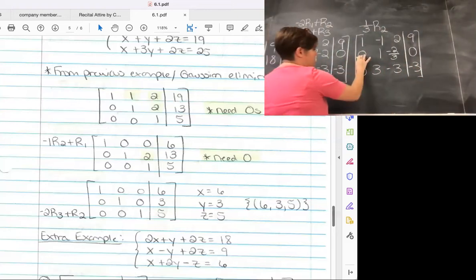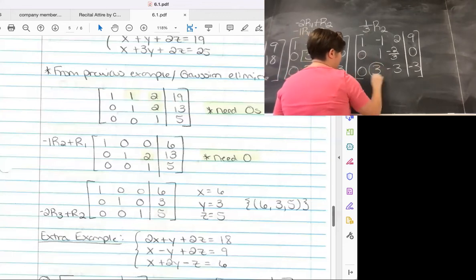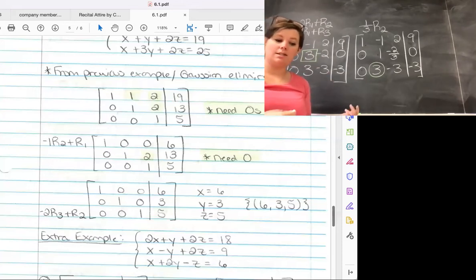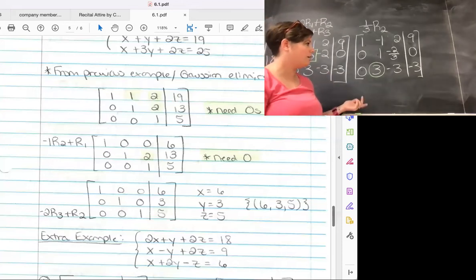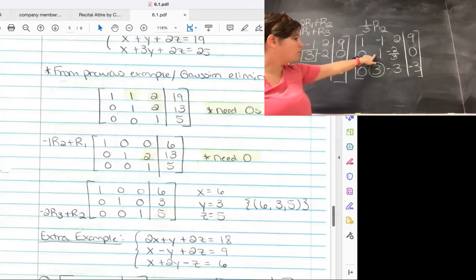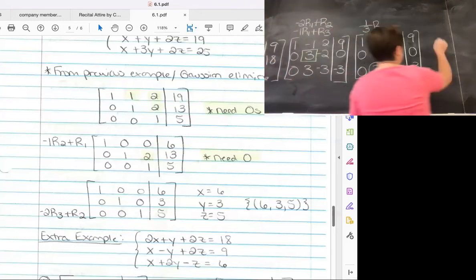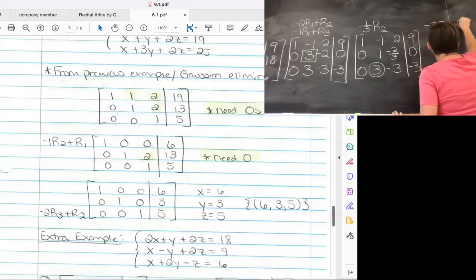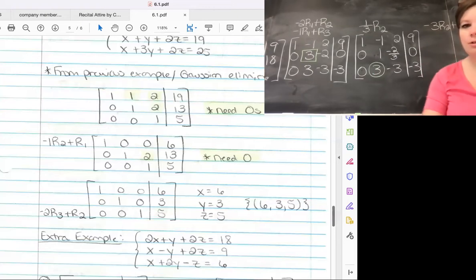So we have 1, 0, 0, 1. We need this to be a 0. So what do I add to positive 3 to get us to 0? Well, I add negative 3. So I'm going to multiply row 2 by negative 3 and add that to row 3. Now we can get a 0 down there.